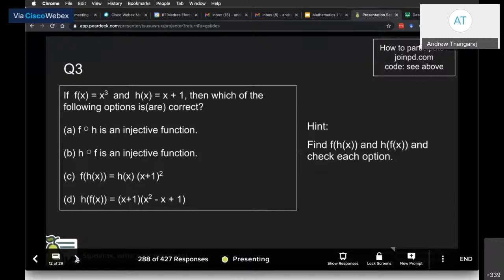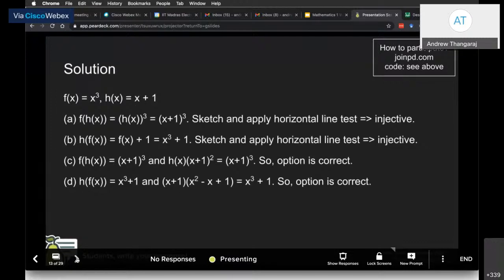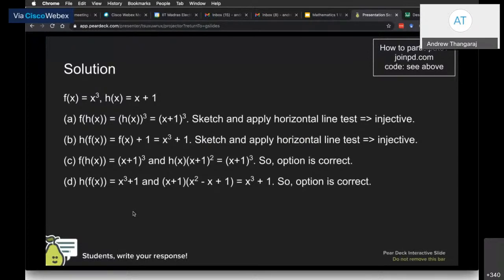Okay, so let's go through. So this is quite important. So let's go through the solution. Okay, so I put everything in one line. Hopefully the method is clear.